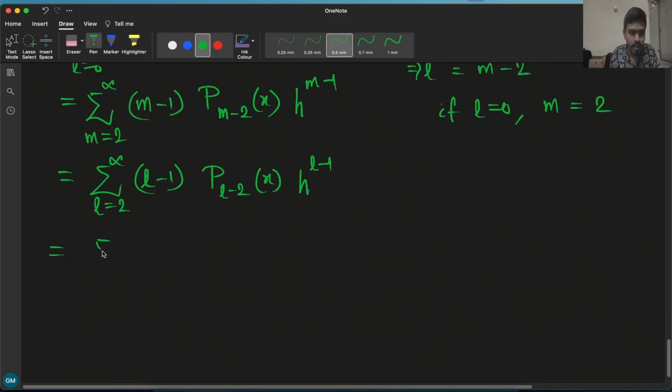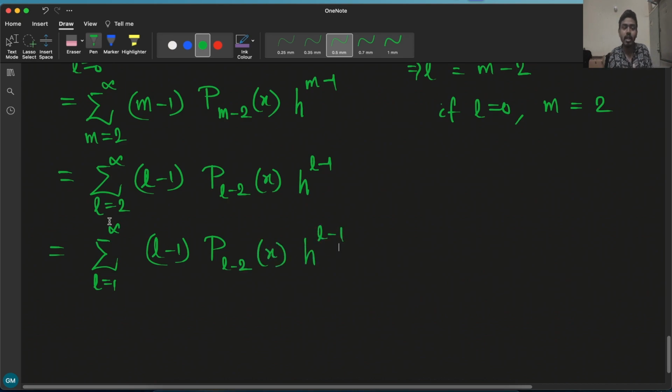I can also write it as the sum over l equals 1 to infinity of (l minus 1) P of l minus 2 of x h to the power l minus 1. Instead of starting from l equals 2, I can also start it from l equals 1. Why? I think you should be able to answer that.